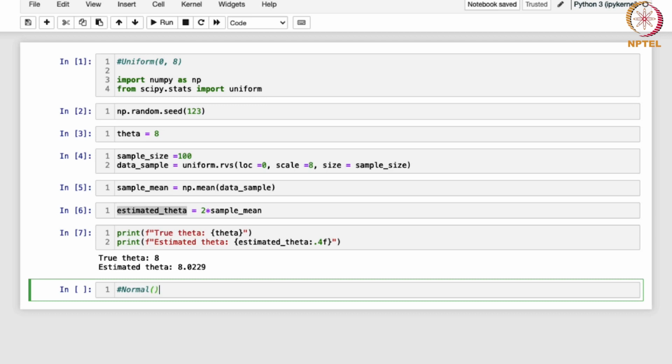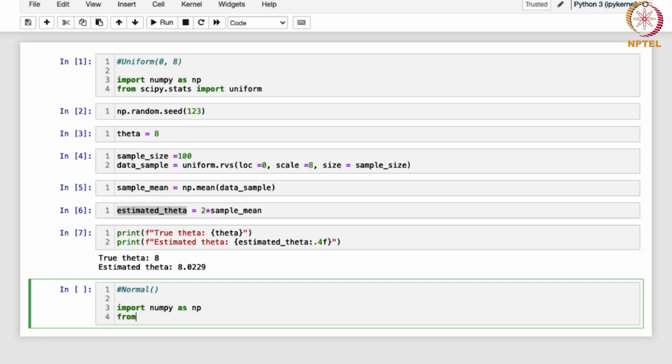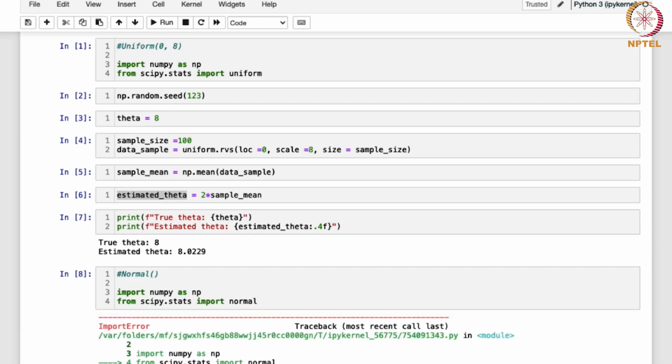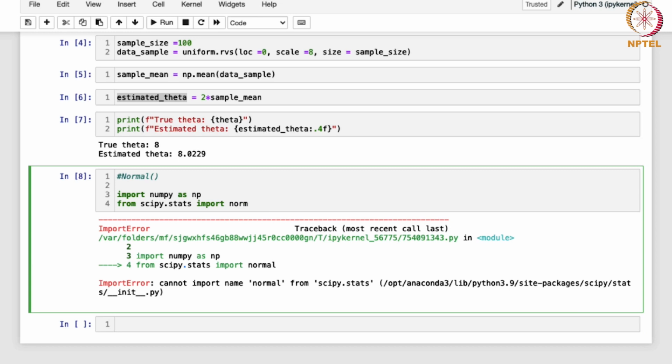Okay, next one that we will do is your normal distribution. So we will first set the parameters. For this also we need to import libraries. So numpy we already have, I can rewrite it, import numpy as np, and from scipy.stats this time we will consider your normal distribution. From scipy.stats import norm. Sorry, it will be norm, it will not be normal.